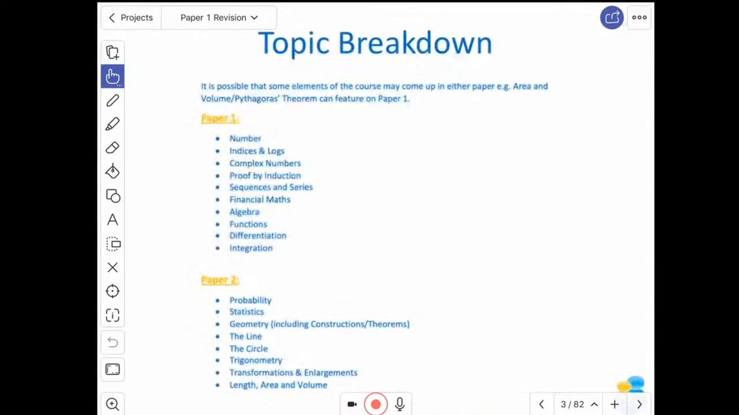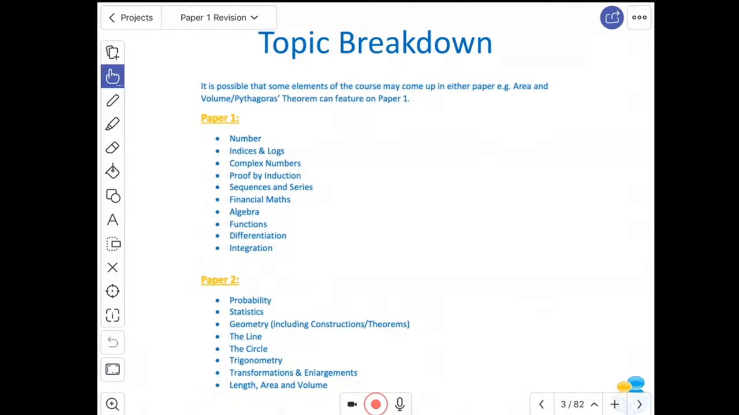So going on then, looking at the topics that we have for the Leaving Cert. These are the broad topics that you will all know at this stage, I'm sure, that are associated with paper 1 and paper 2. I always say this, it's something you have to be really cautious about: while we have these broad areas associated with paper 1 and paper 2, there's nothing to stop them crossing over. I think that's very important to keep in the back of your mind. So as I said at the start of this, it is possible that some elements of the course may come up in either paper.